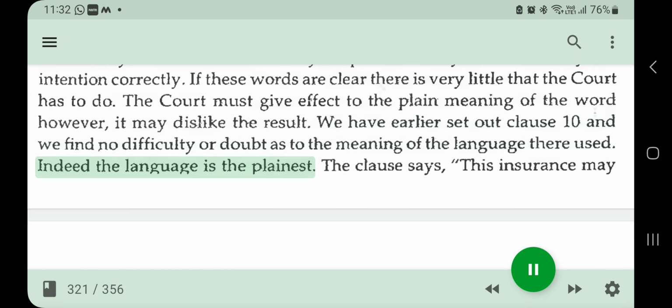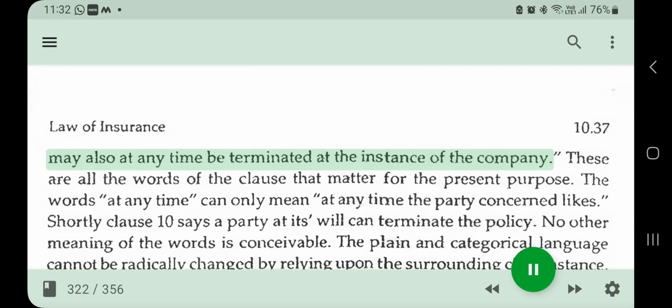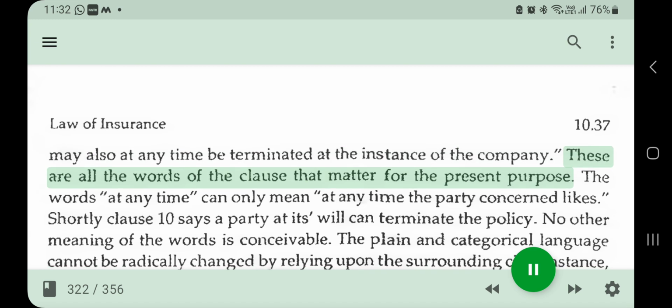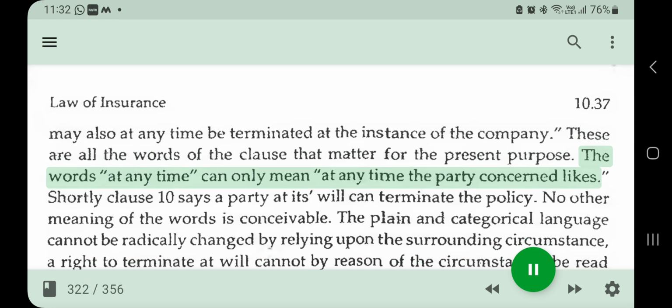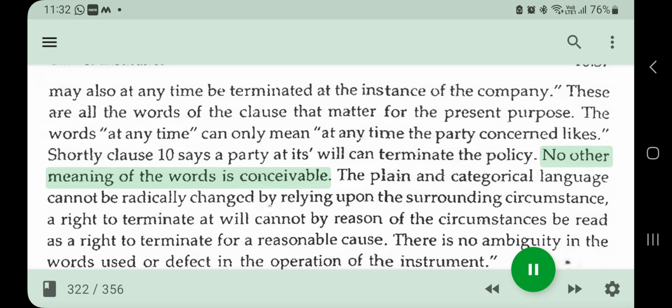Indeed, the language is the plainest. The clause says, "This insurance may also at any time be terminated at the instance of the company." These are all the words of the clause that matter for the present purpose. The words "at any time" can only mean at any time the party concerned likes. Shortly, Clause 10 says a party at its will can terminate the policy. No other meaning of the words is conceivable.